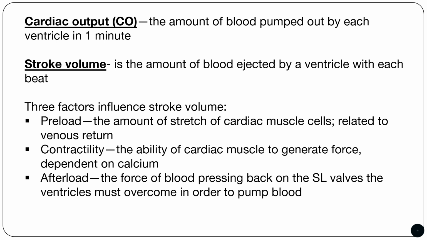There are 3 different factors that influence stroke volume: preload, contractility, and afterload. Preload is the amount of stretch of the cardiac muscle cells. This is strongly related to venous return and how effective that venous return is. Contractility is the ability of cardiac muscles to generate force. This is largely dependent on whether we have enough calcium in those muscle cells and whether that muscle tissue is healthy or damaged. Afterload is the force of the blood pressing back on the valves of the ventricles. So the ventricles have to overcome this pressure to pump the blood out.